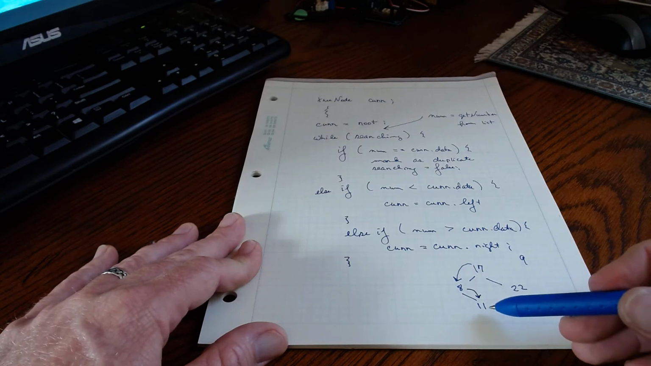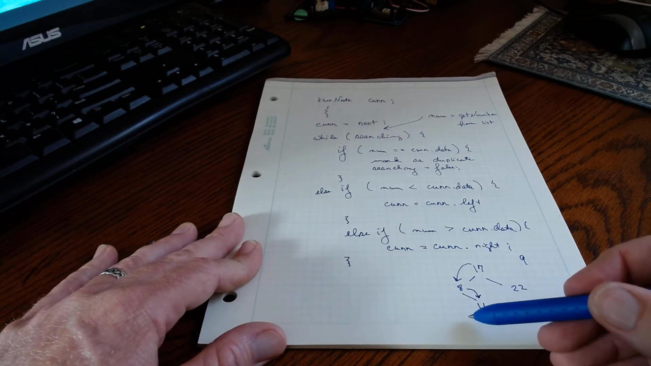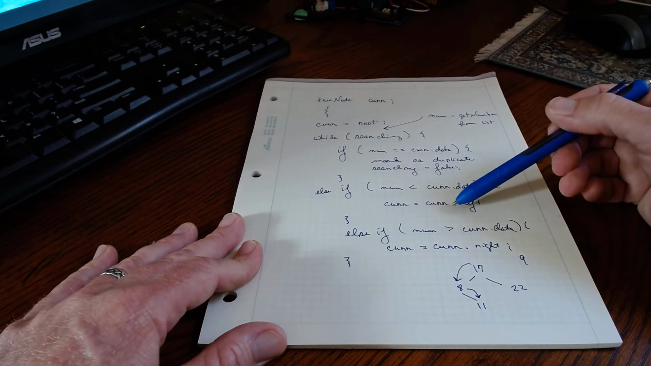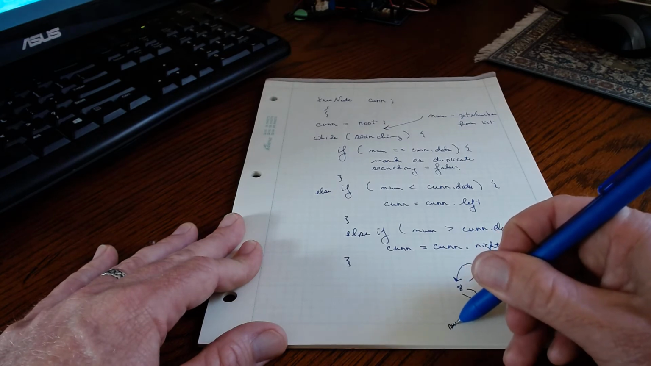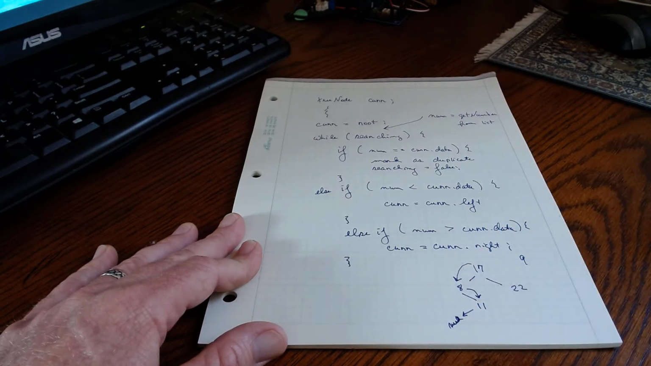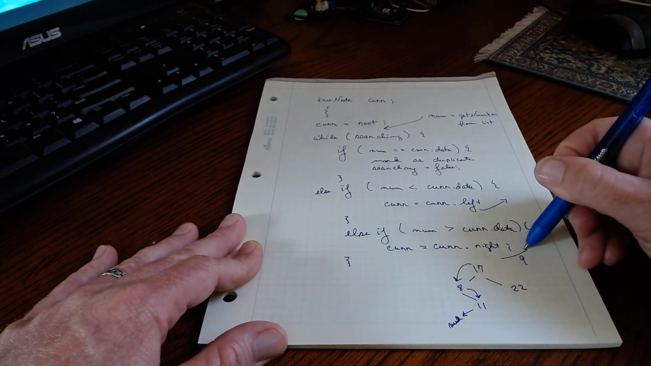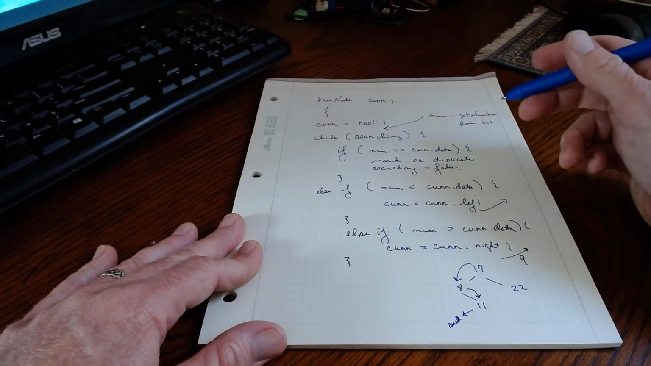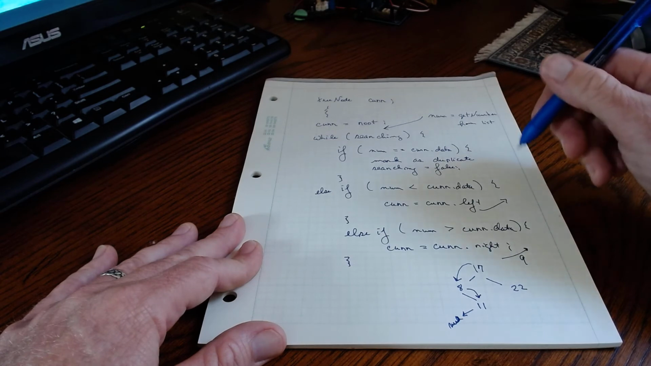Now 9 is less than 11. I can't actually follow this branch. If I do this one right here, cur equals cur dot left, well, this is pointing to null. So I have to check that. So in each of these spots, I really need to check for null. Actually, before I go that way, we're going to rewrite this and take that into account.